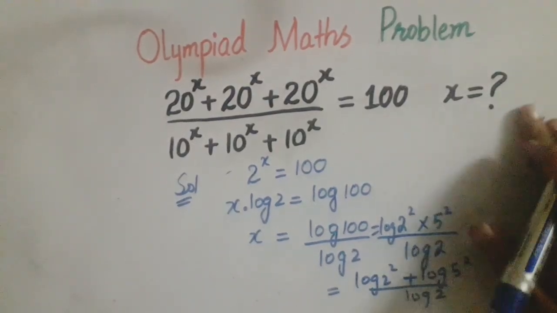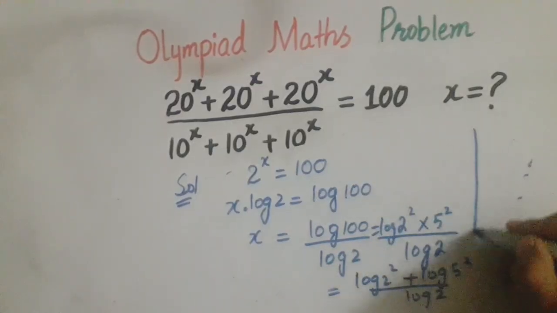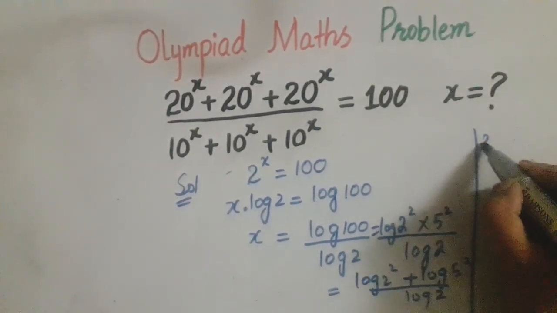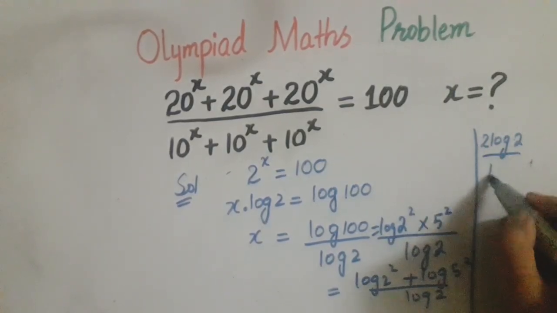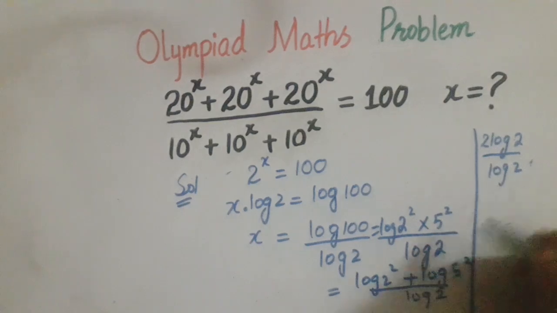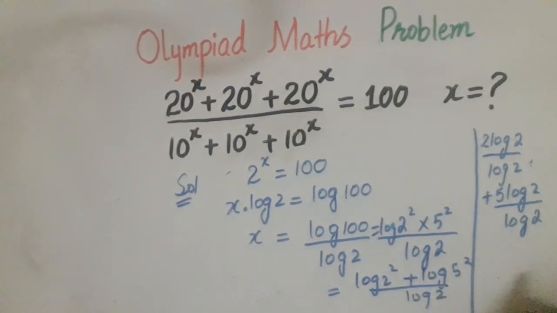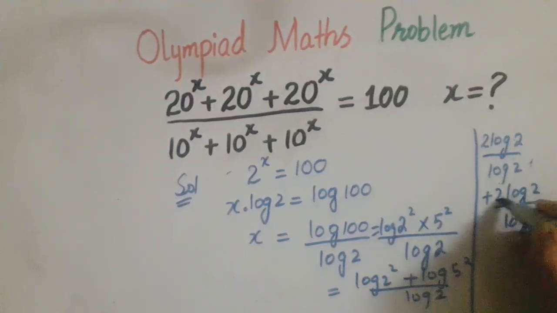Now in the next step we get 2 in the start, log of 2 divided by log of 2, and plus 2 in the start, log of 5 divided by log of 2. So here will be 2 in the start, and this is the log of 5.